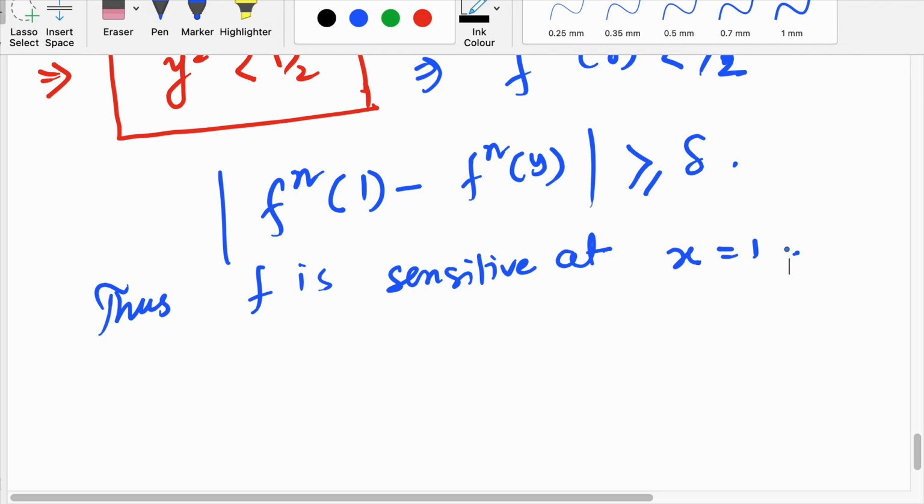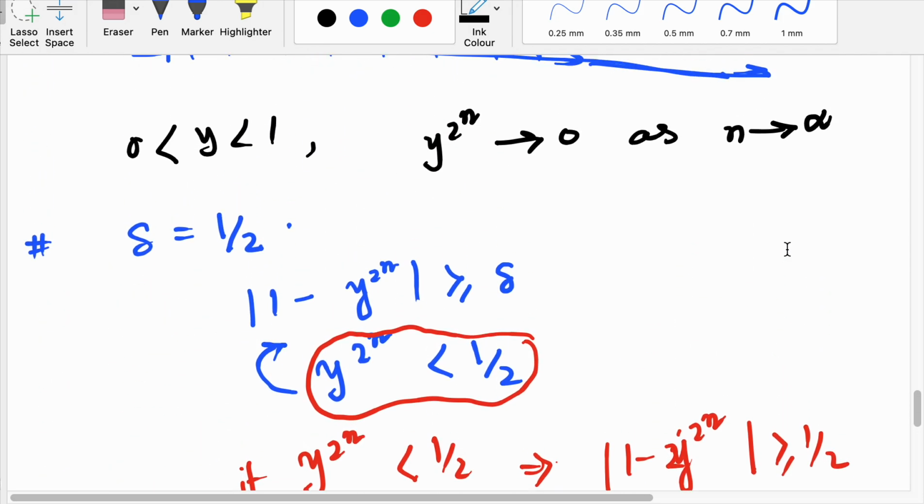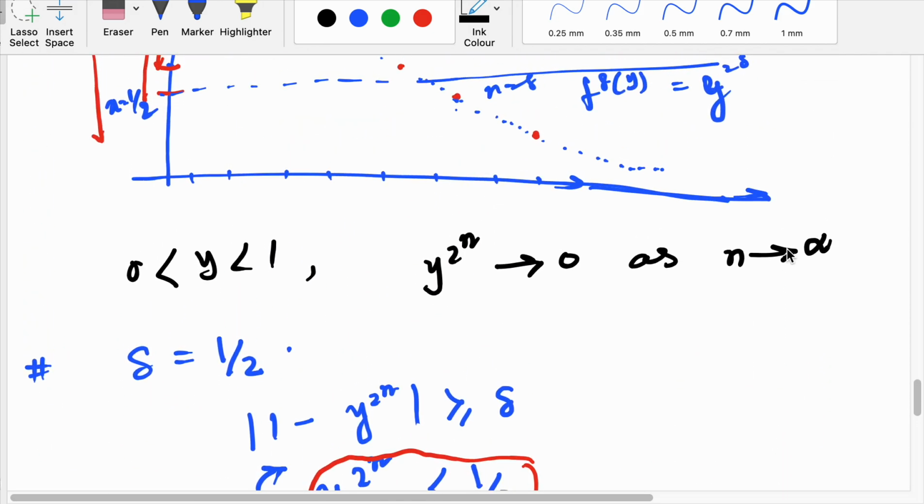This is true because as n tends to infinity, f^n goes to 0, and f(1) remains 1. That's why this is satisfied; otherwise it can't be satisfied. Now this is how one proves the sensitivity at any point. Now let's move on to another thing.